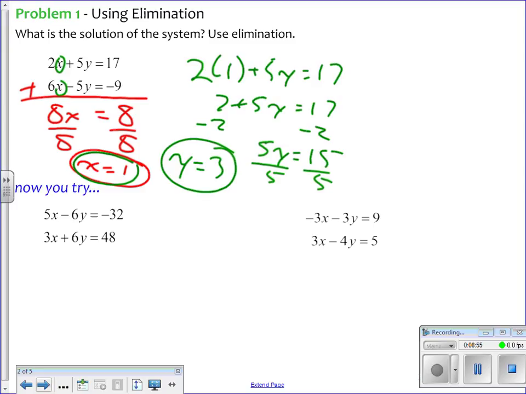I do like this a whole lot more than substitution. It's easier, especially that first step. Solving for that first variable is a lot easier, right? Less chance for errors and mistakes. So that's what I do. I like that. Okay. Questions? Okay, do the next two.